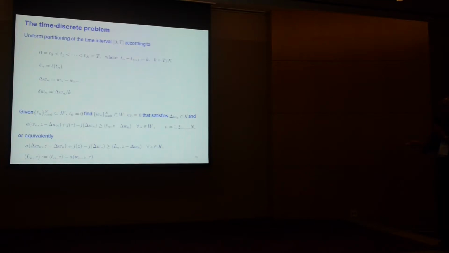And I can write W as delta W plus W from the previous time step, so I can write a variation inequality entirely with delta W as my unknown, with, of course, the right-hand side varying slightly.